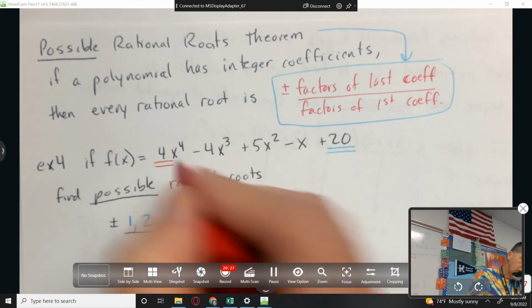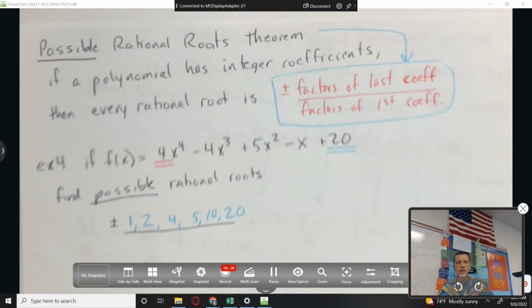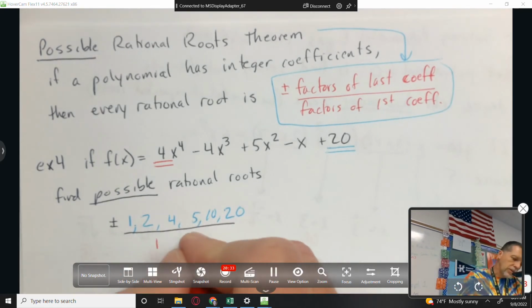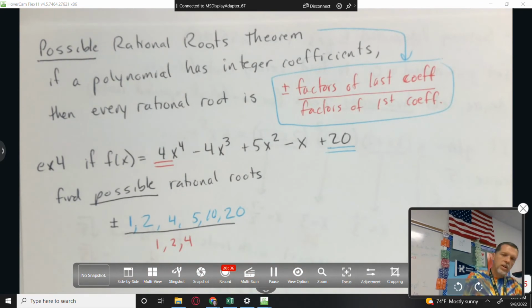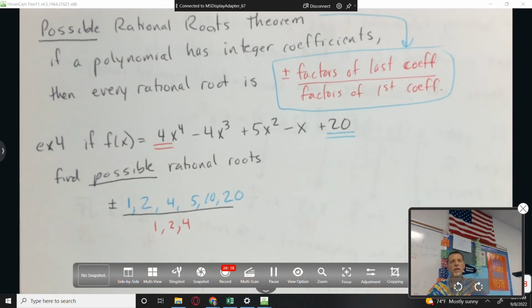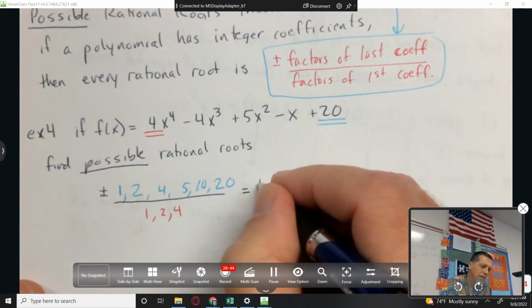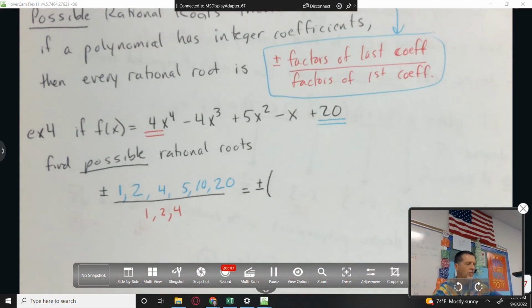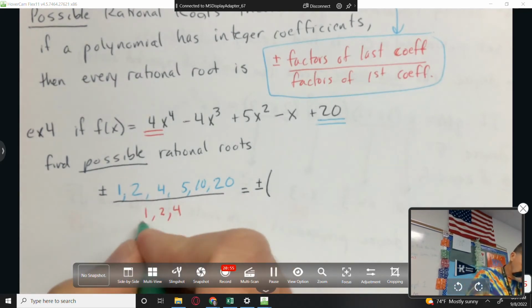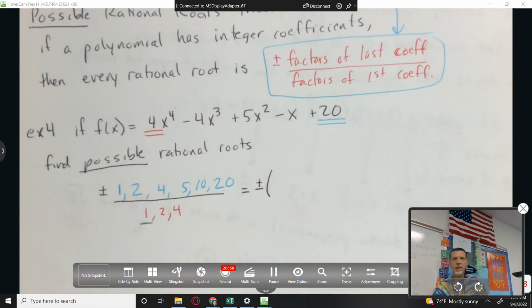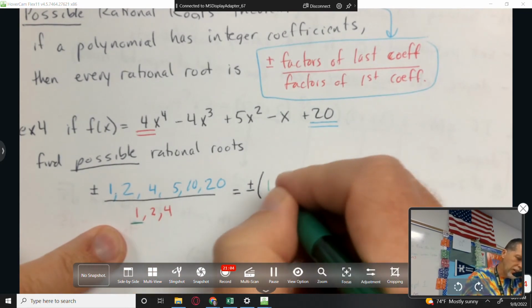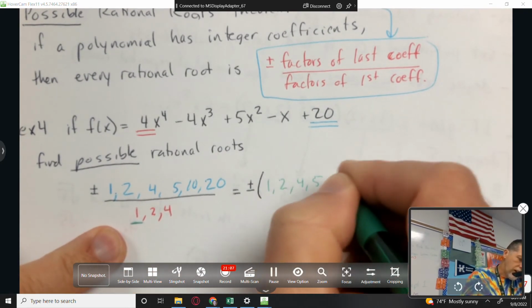over factors of the first term. A little bit easier. 1 and 4 and then just 2. But that's not quite a final answer yet. I want you to actually list them out. I will allow you to put a plus or minus out front. That way you don't have to write out every single thing. And then let's put them all over 1, and then we'll put them all over 2, and then we'll put them all over 4. So over 1 is super easy because that would just be the list: 1, 2, 4, 5, 10, 20.